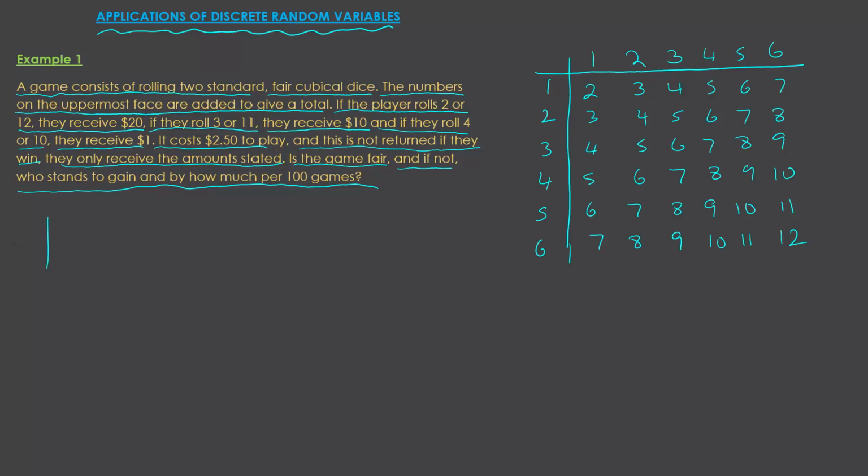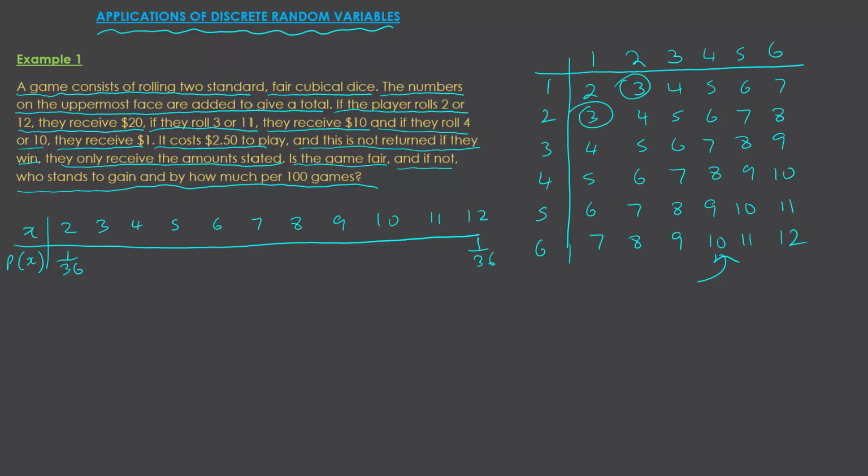So we can see from there that the possible outcomes are 2, 3, 4, 5, 6, 7, 8, 9, 10, 11, and 12. And there's only one way of getting a 2 out of the 36 possibilities that we can see in the table. So that's 1 out of 36, and the same is true for the 12. For a 3, though, there's 2 of those in there. So 2 out of 36, and that's the same for the 11.